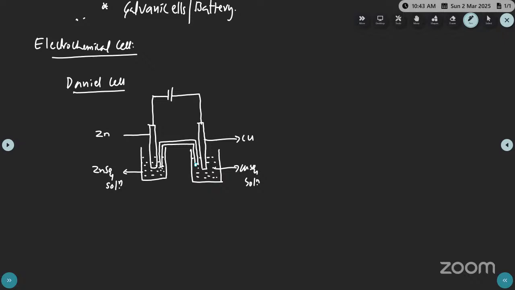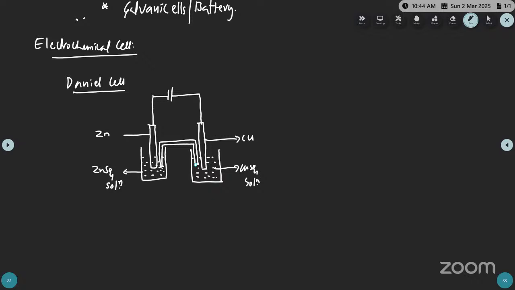See here, this is the salt bridge, and that salt bridge is used to maintain electrical neutrality and also connect the two electrodes internally. And this is the battery, which connects the two electrodes externally. So this is the construction of the Daniel cell.